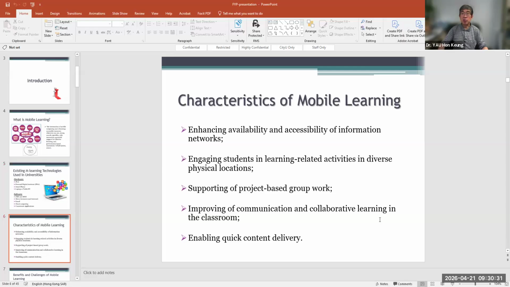So characteristic of mobile learning. Enhancing our ability and accessibility of information level, engage students in learning-related activity in diverse physical locations, supporting of project-based group work, improving of communication and cooperative learning in the classroom, enable quick content delivery.